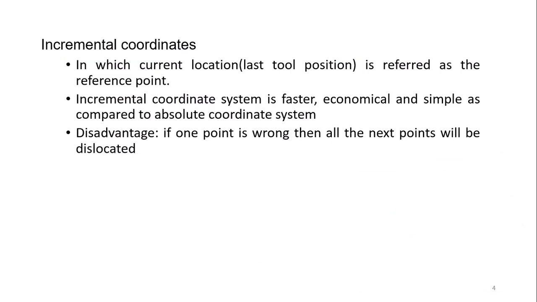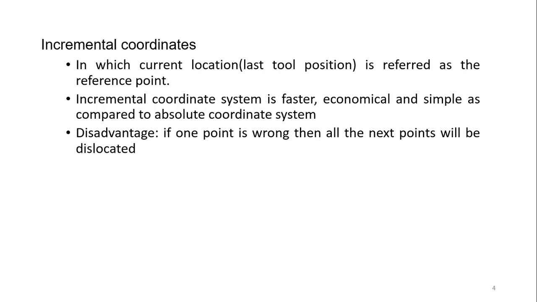Then the second type is the incremental coordinates. The incremental system is one in which, wherever your tool is, that current position will be referred to as the one reference point. Clear? For example, if you want to move, say, 10 mm, then when you reach the 10 mm, that 10 mm becomes your reference point for the further positioning or dimensioning. The incremental coordinate system is faster.